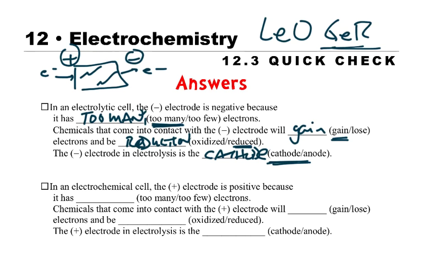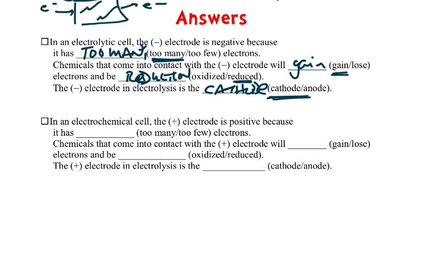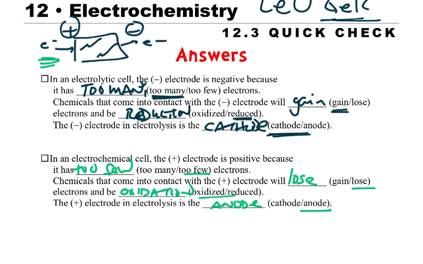In the same way, in an electrochemical cell, the positive electrode is positive because it has too few electrons, and that's because it's connected to this side of the battery, and the electrons have been pumped out of it. So chemicals that come in there are going to lose electrons. They touch the electrode, and the electrons are pulled away. So that is oxidation. Losing electrons is oxidation. And if it's oxidation, then that's called the anode. And that's all because it's connected to that end of the battery.